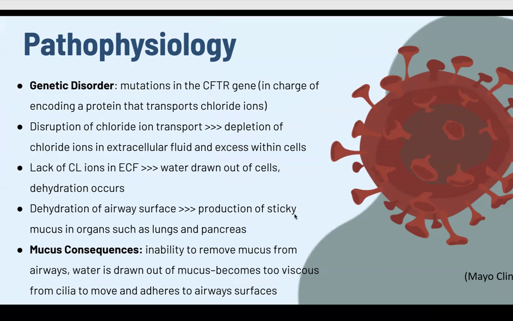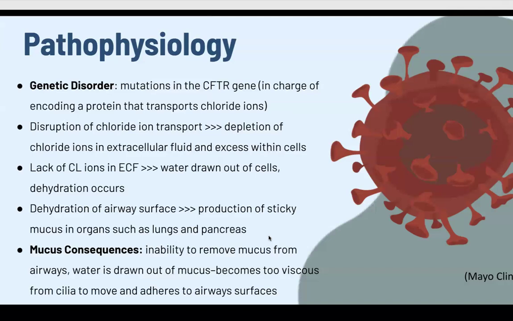So just to go over some brief pathophysiology before we get into the relevant anatomy. CF is a genetic disorder. It is a mutation in the CFTR gene, and this gene is in charge of encoding a protein that transports chloride ions within your body. So when there's a disruption in this protein, it disrupts the chloride ion transport, which leads to a depletion of chloride ions in the extracellular fluid, and then there's an excess of chloride ions within the cell. So the lack of ions in the extracellular fluid means that water is going to be drawn out of the cells and the cells are dehydrated.